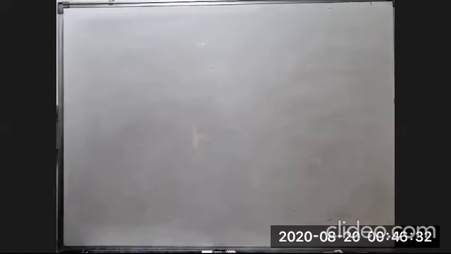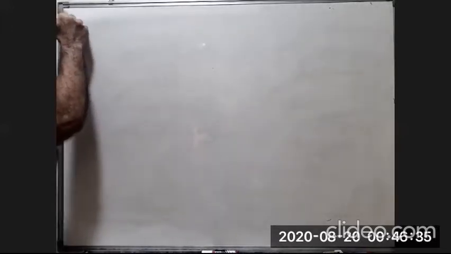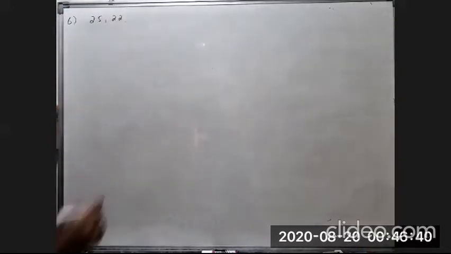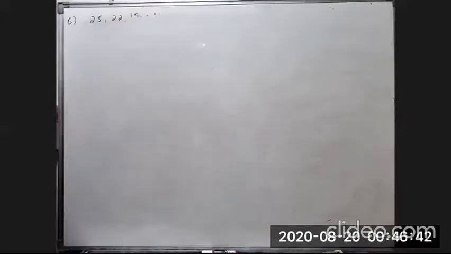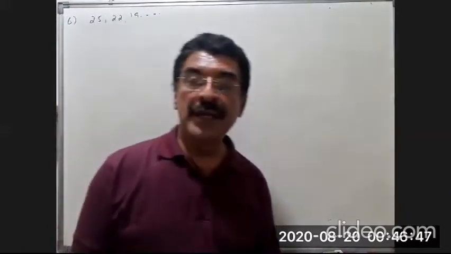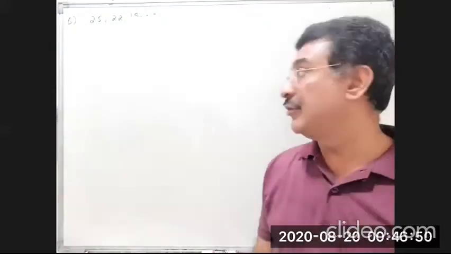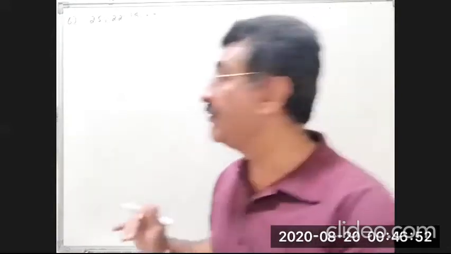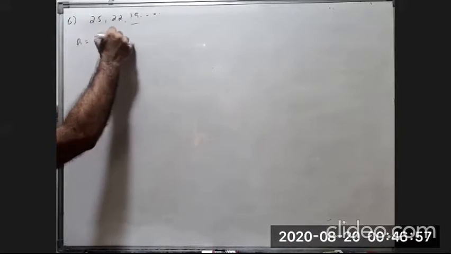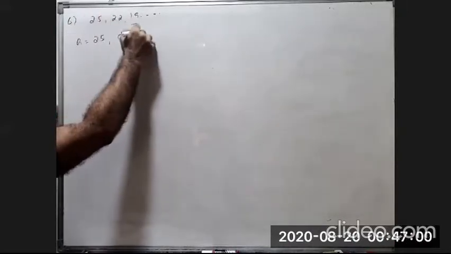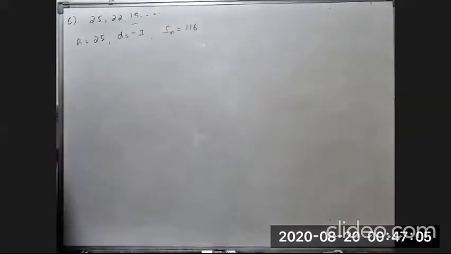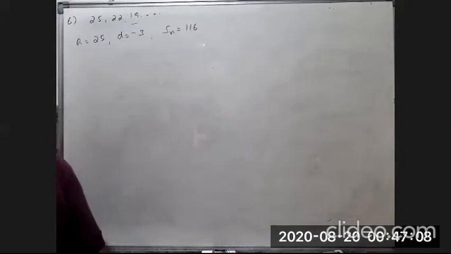Question number 6. See, an AP is given: 25, 22, 19, etc. And S_n is given. Find the last term. Finding the last term means finding the number of terms, n. Whenever an AP is given, what's the first thing? Write a. a is 25. The common difference is minus 3. What else is given? S_n is given as 116. Sum of n terms is 116.